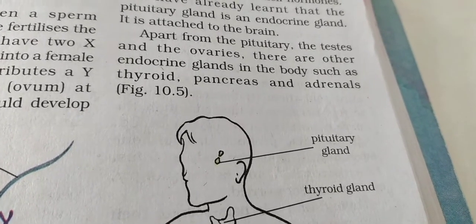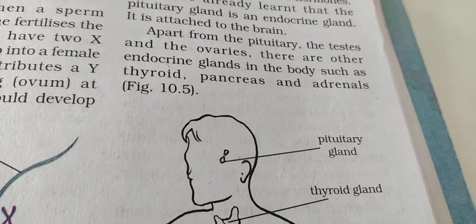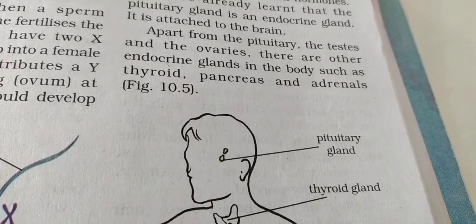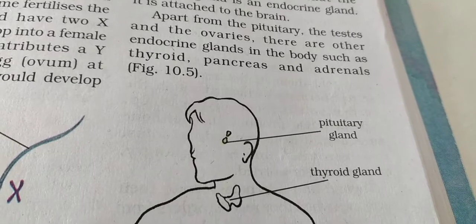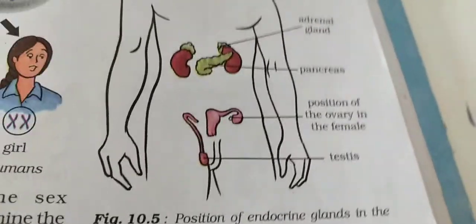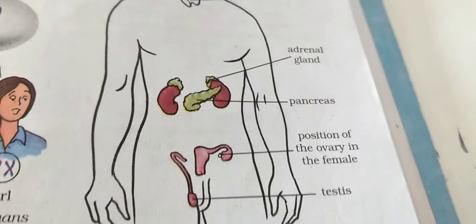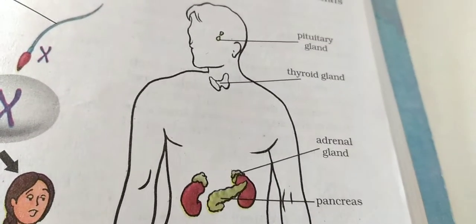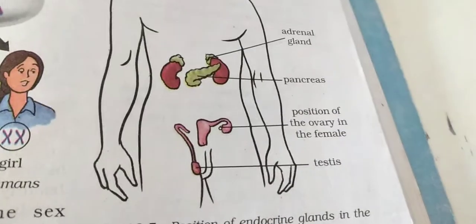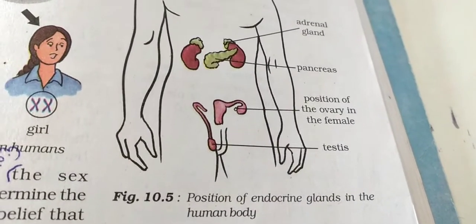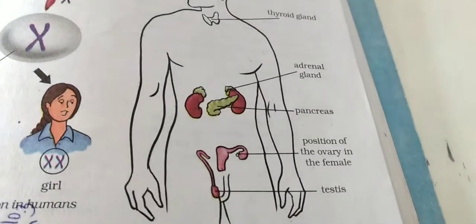Let's see. Apart from the pituitary, the testis and ovaries, there are other endocrine glands in the body such as thyroid, pancreas and adrenals. From the figure you can locate the different glands, and this picture you have to draw in your science notebook one time, and you have to label it properly. This is your homework.